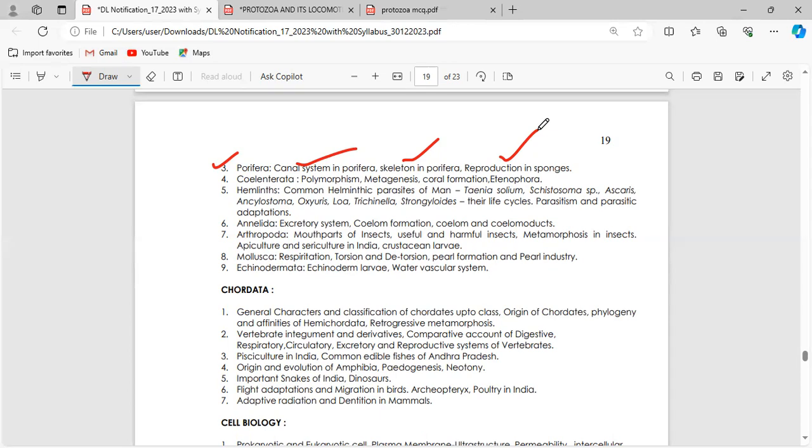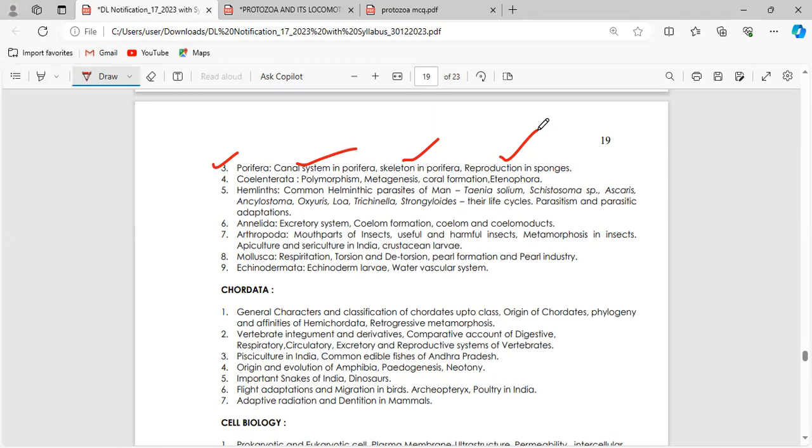In the same way, Porifera has the canal system. What we are going to read is what the canal system is and what the types of canal system are, and what pathway, what route the water takes when it enters the sponges in those canal systems. What is spongocoel? Everything we are going to discuss when we read the canal system in Porifera.